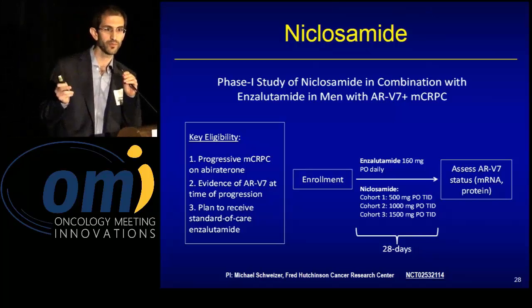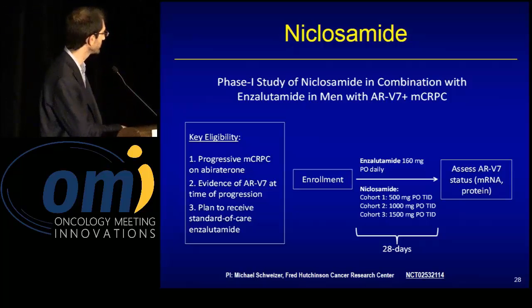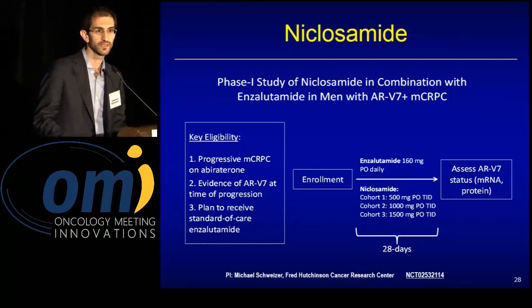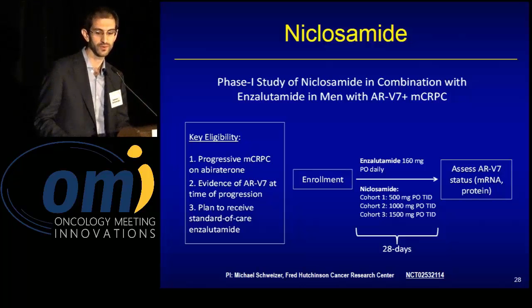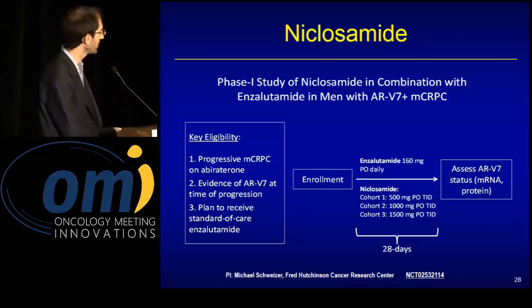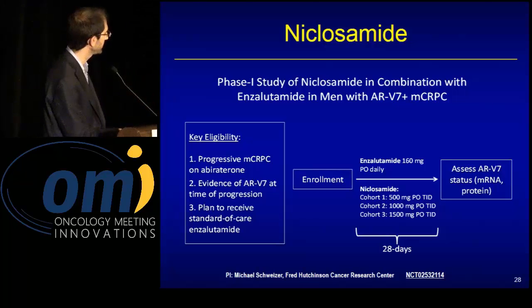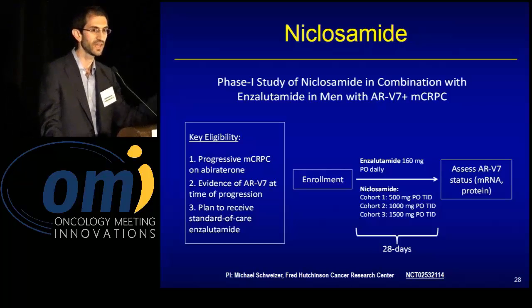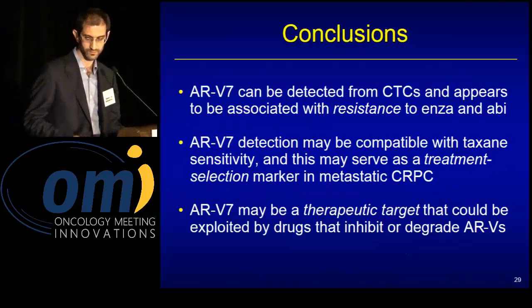Remember, this has a very poor oral absorption, and so they're using very high doses to see if they can overcome that problem. So 0.5 gram 3 times a day is the first dose level, 1 gram 3 times a day, and then 1.5 grams 3 times a day. The goal here is to see if there's safety, first of all, and secondly, if there's any clinical activity and if there's any conversion of the AR-V7 positive patients to negative. Remember, all these patients are going to be AR-V7 positive at enrollment.